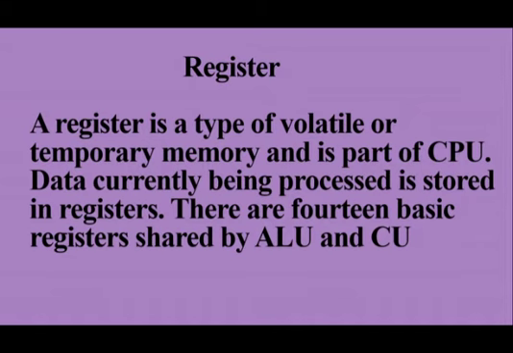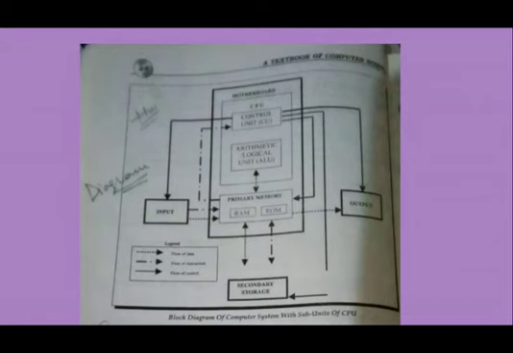Register. A register is a type of volatile or temporary memory and is part of the CPU. Data currently being processed is stored in registers. There are 14 basic registers shared by ALU and CU. This is a block diagram of the CPU. Let us discuss the CPU internal architecture. The CPU internally consists of three main parts: first arithmetic logic unit, second control unit and third memory.